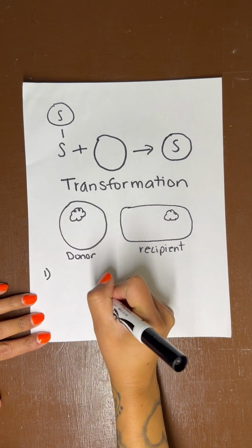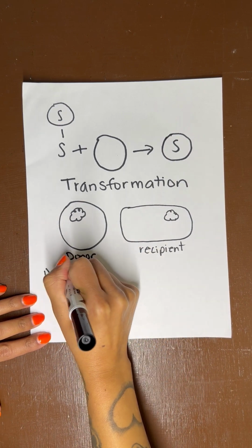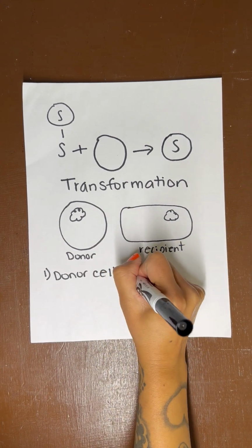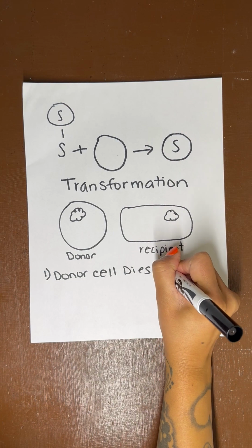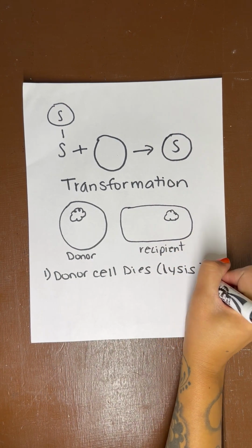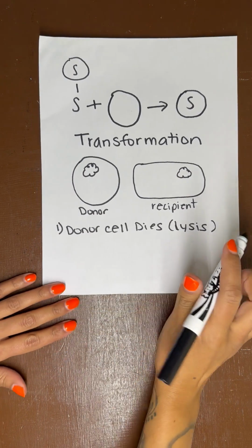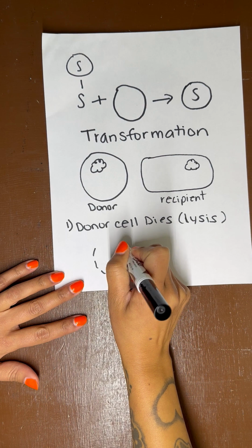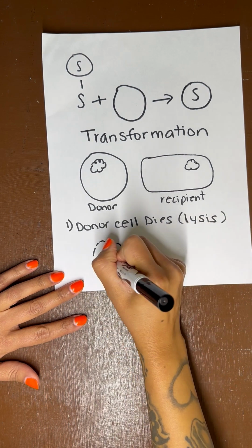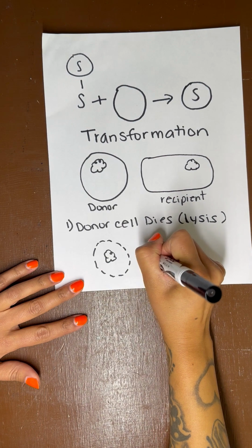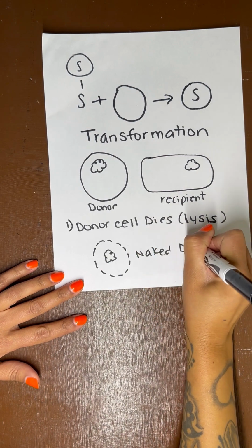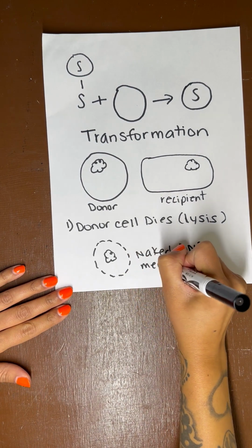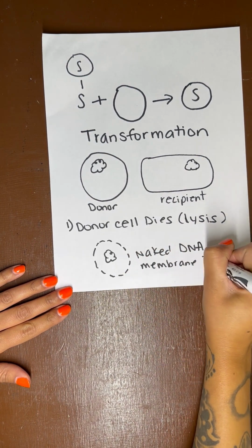In the first step, the donor cell dies, going through lysis of the cell. So in this process, we become a naked DNA because our membrane is destroyed.